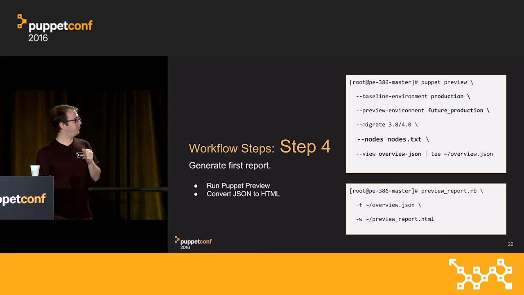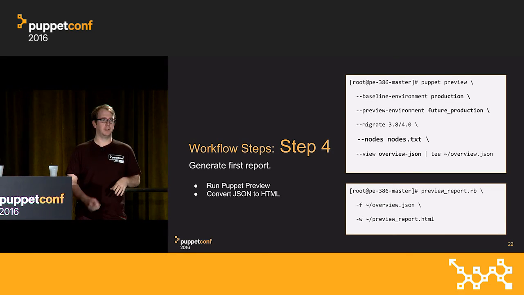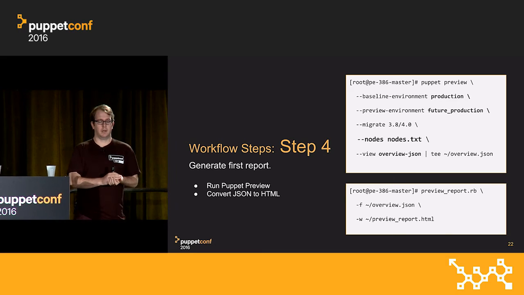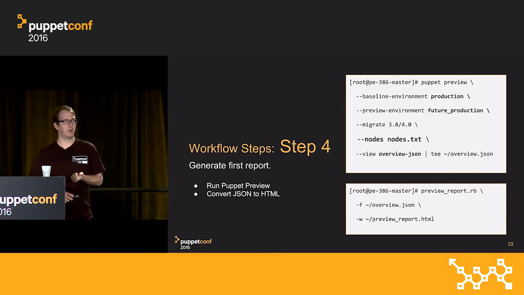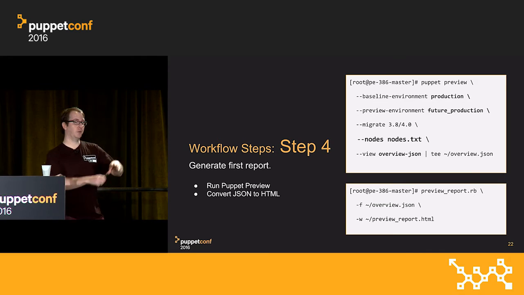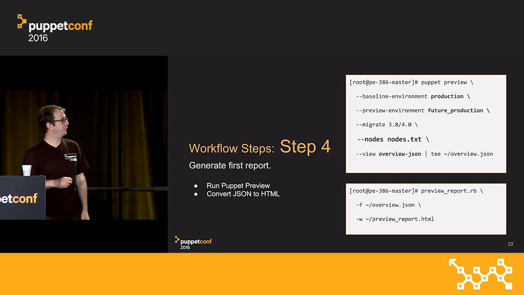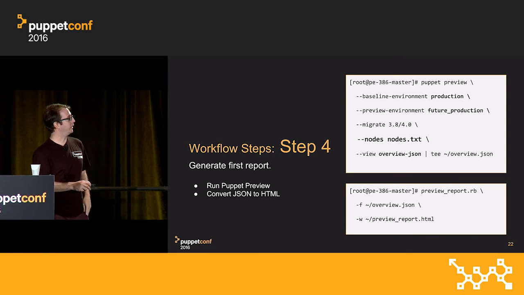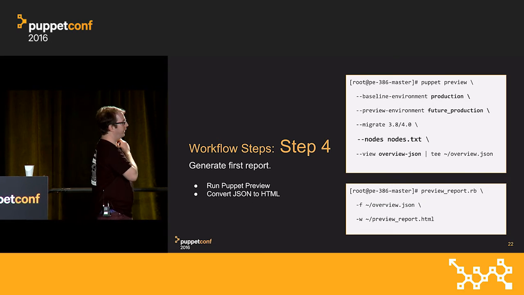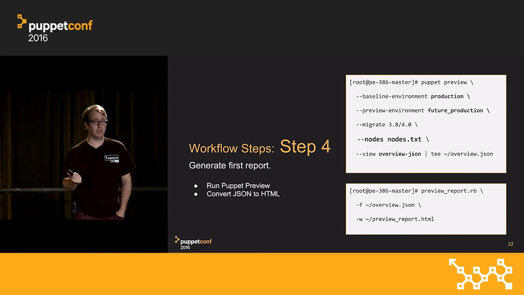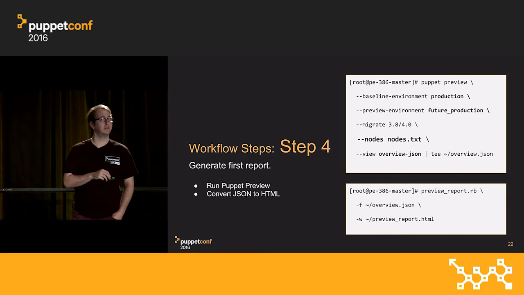And then --view, like Elizabeth mentioned, there are a bunch of different ways you can see this report. Overview is the one I use most commonly. But if you are going to parse this using some other tool to visualize the data a little bit better, you're going to do overview-json. So here I'm just saving it to a file on disk. And then you can use whatever tooling you want, or the tool that we have here, the preview report that converts JSON to HTML.